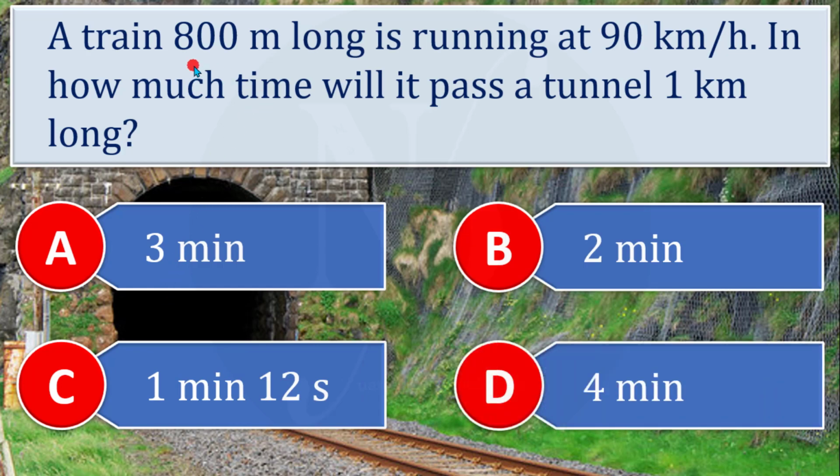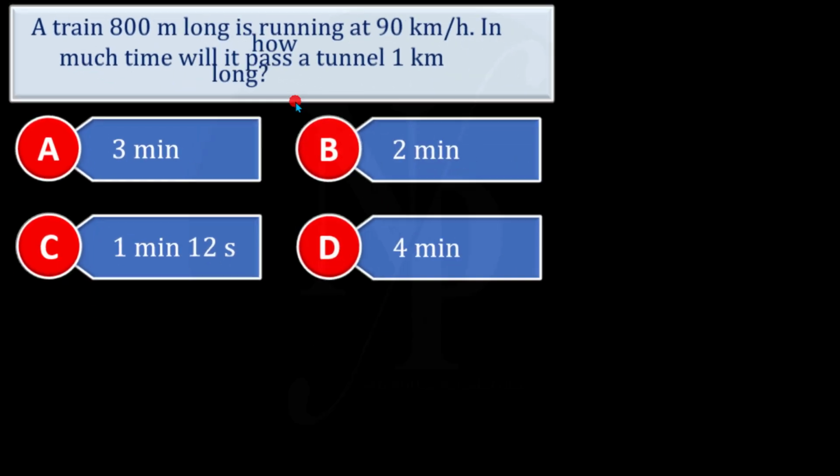Here length of the train and length of the tunnel are given. Speed of the train is also given. We should calculate the time taken by the train to pass the tunnel. A train passing a tunnel means it should completely come out of the tunnel. So the total distance traveled will be the length of the tunnel plus length of the train itself. Speed is given here, and we have to calculate the time taken by the train to pass the tunnel.